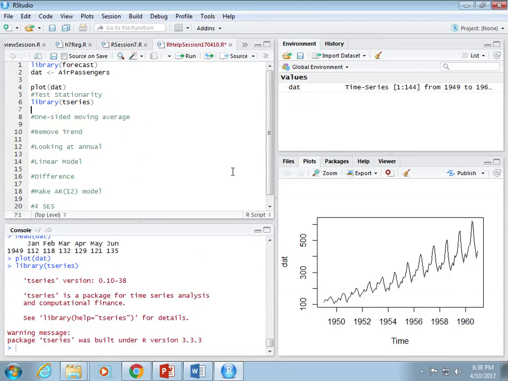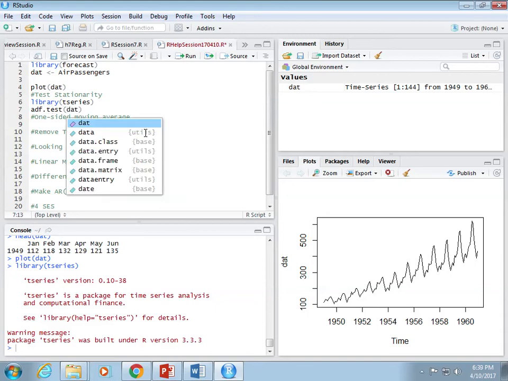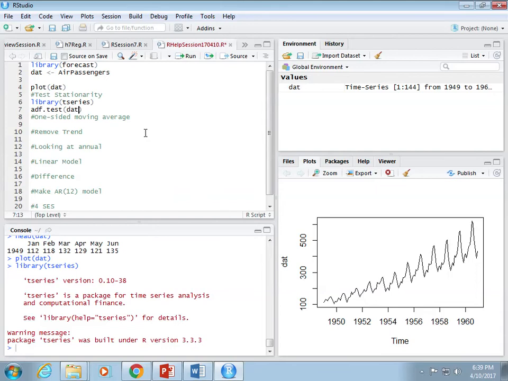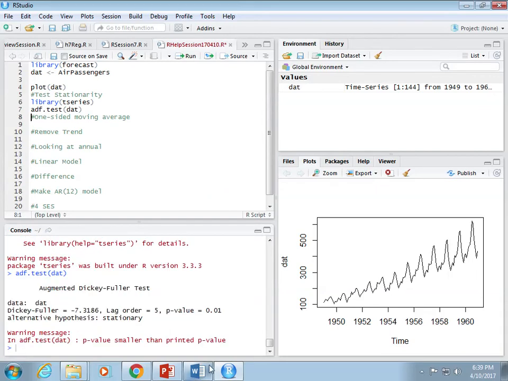And then the Dickey-Fuller test is adf.test. Yeah, augmented Dickey-Fuller test. It's not really obvious, but it's adf.test. And then we just plug in whatever the data is that we want to look at. Okay. So, we have this output here.